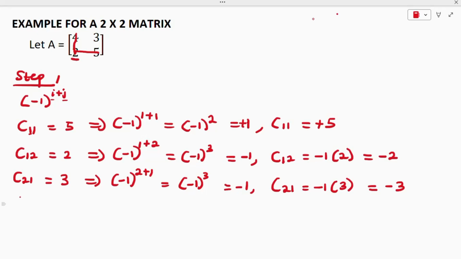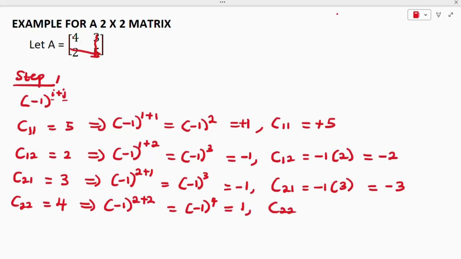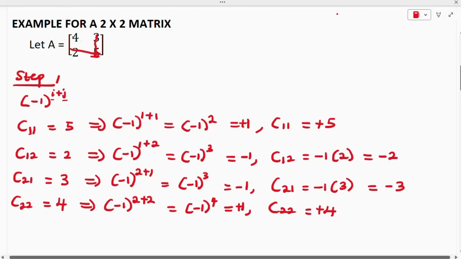So lastly, let's go for C22. For C22, the row that belongs to C22 is out, the column is also out, so we have 4 left. So C22 is 4, and applying the sign pattern, we have minus 1 raised to the power of 2 plus 2, which is minus 1 raised to the power of 4, and minus 1 raised to the power of 4 is 1. Since this is positive, C22 is equal to plus 4. So we are done with step 1.